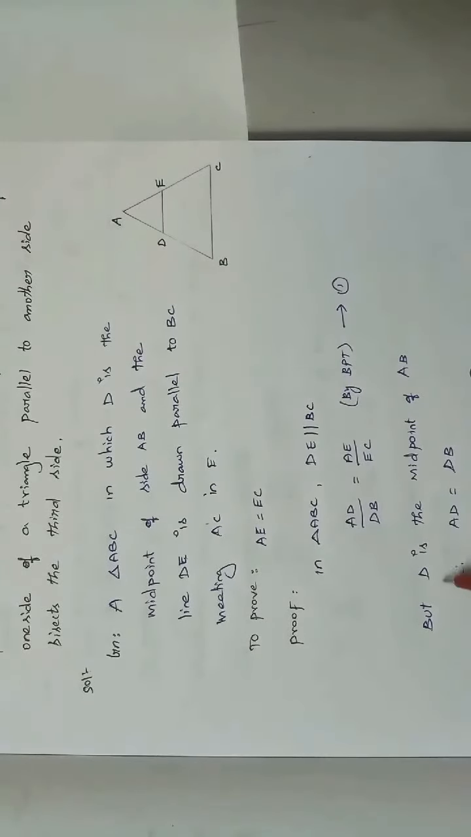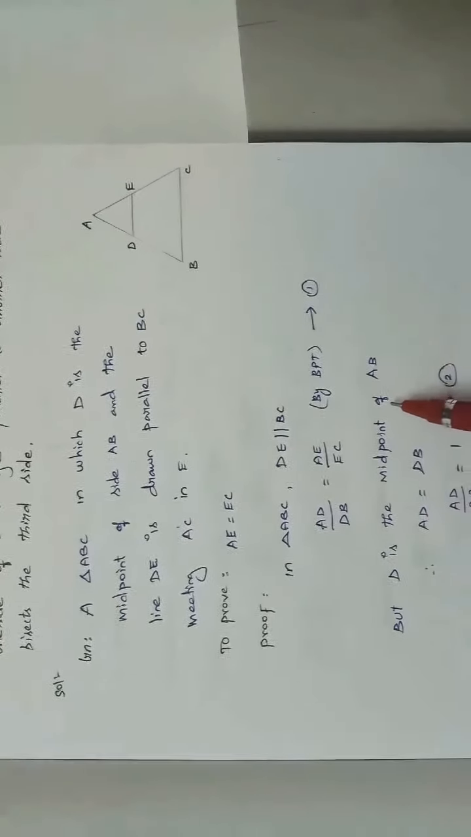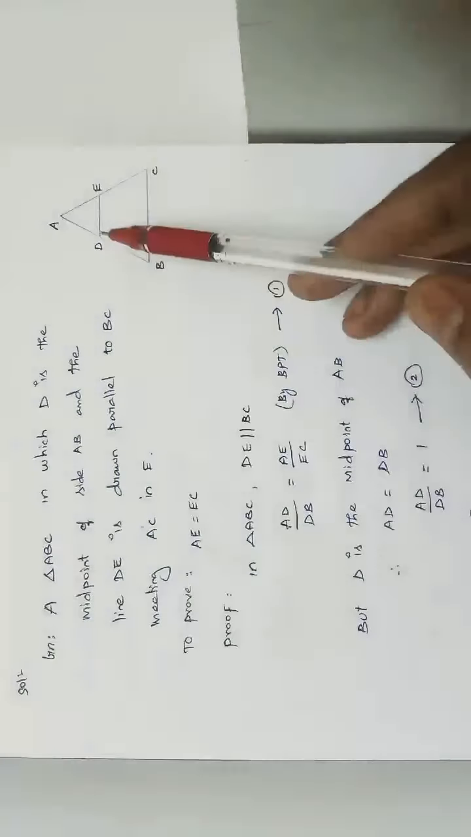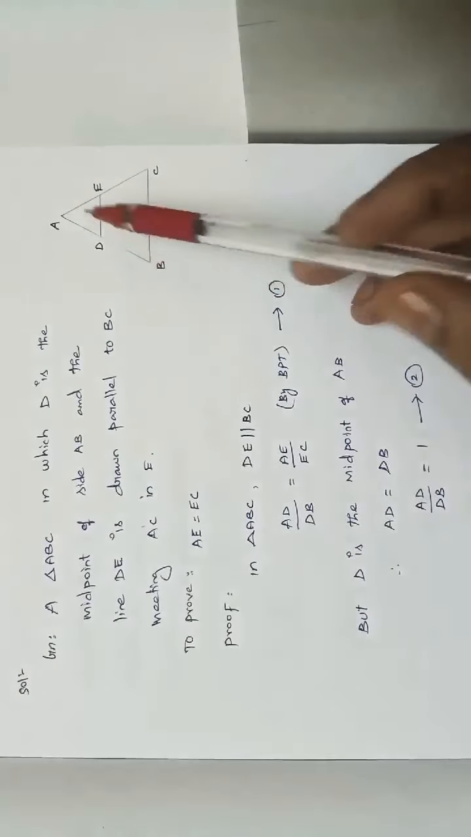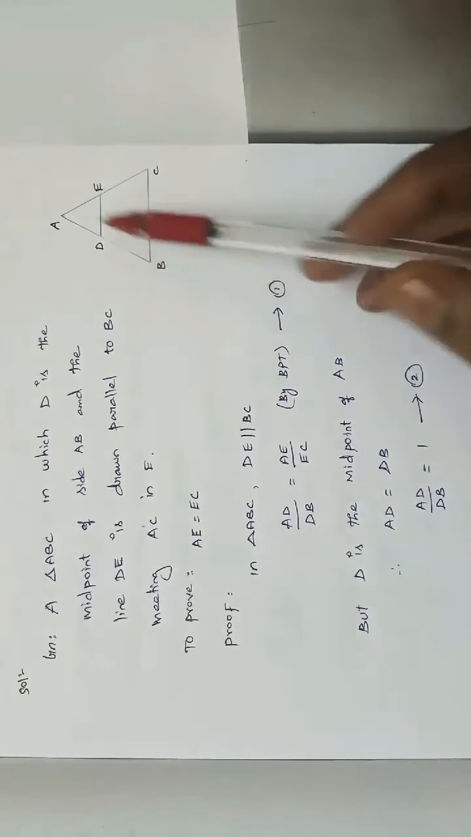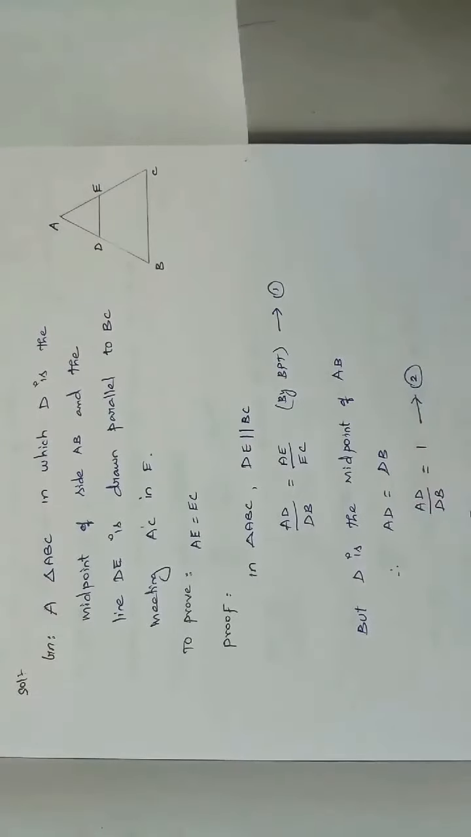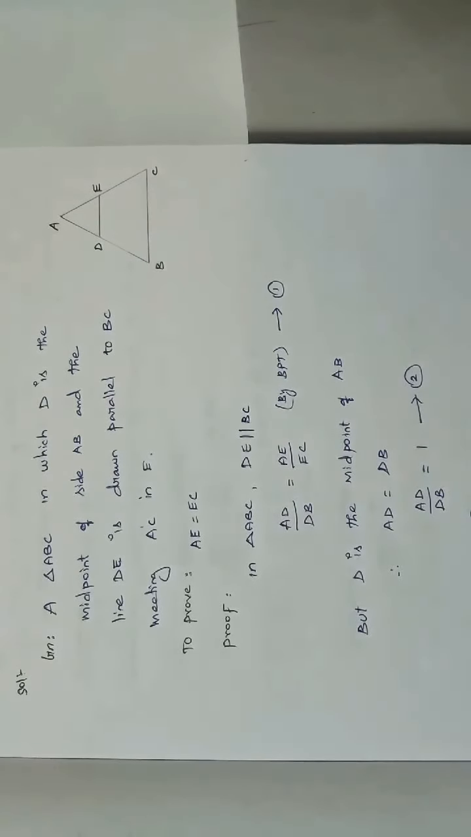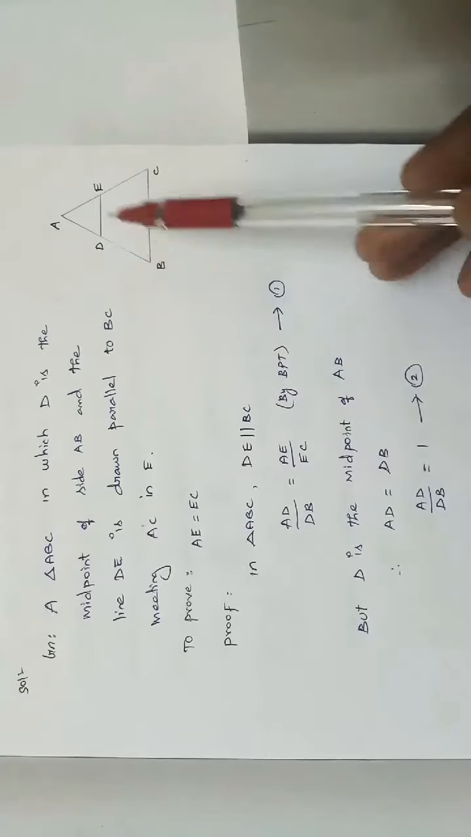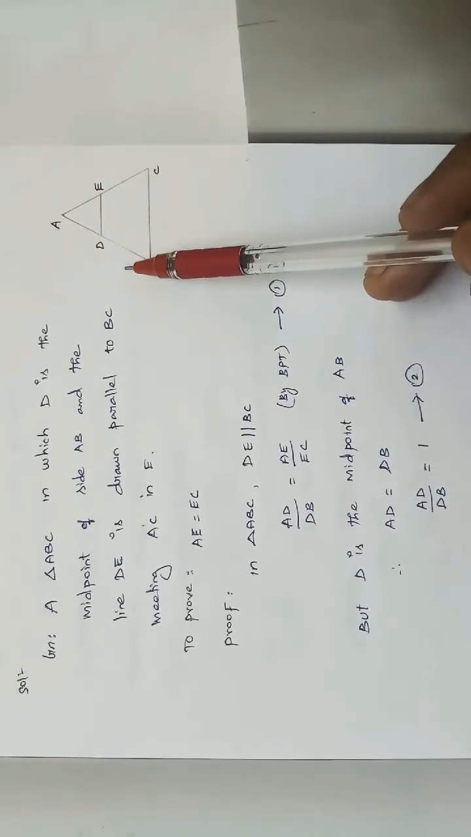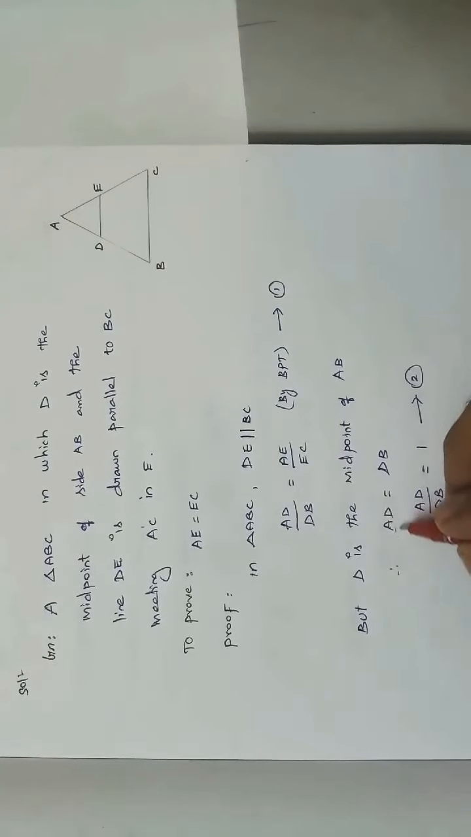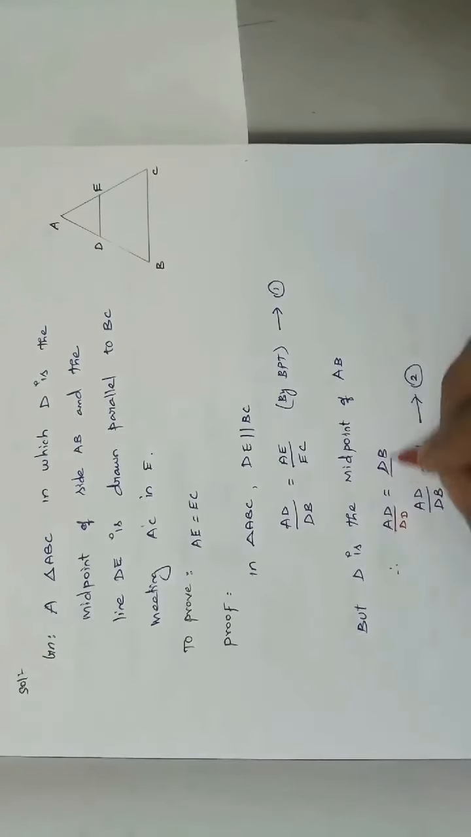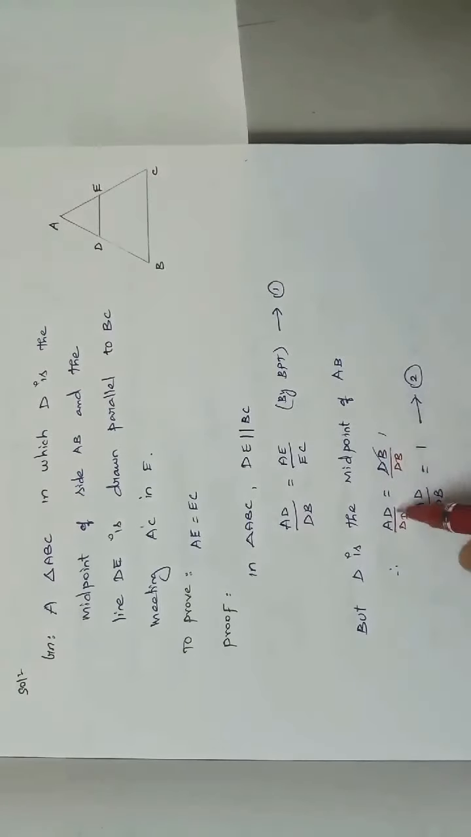But here D is the midpoint of AB. What that means is that AD is equal to BD. If both are equal and I divide both sides by DB, then AD by DB is equal to 1. When we have two equal parts and divide one by the other, we get the value 1.